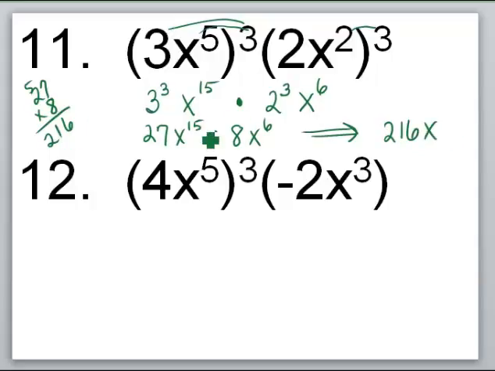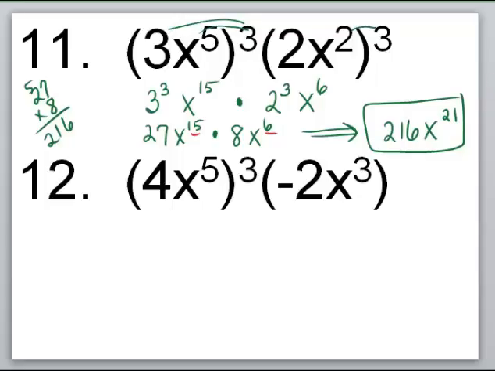X, keep your base, and now we need to add our exponents together, because when we don't have power to power, we are actually adding those together. This would be like having 15 x's written in a row and 6 x's written in a row, and so now we have 21 x's all together.